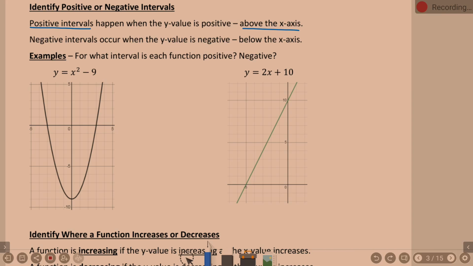So if my x-axis here breaks it up, we're looking for where the y values are positive. Negative intervals happen when the y value is negative, or in other words, below the x-axis. Okay, so when we're looking for positive and negative, you're just looking, that x-axis is your dividing line, and you're looking for above and below. Now, the first example we're going to look at, they ask us for what interval is each function positive and then negative.